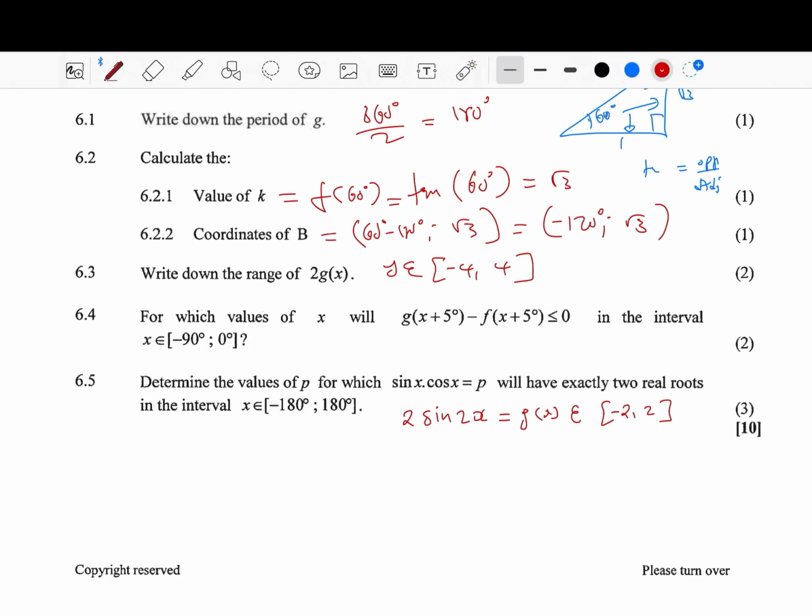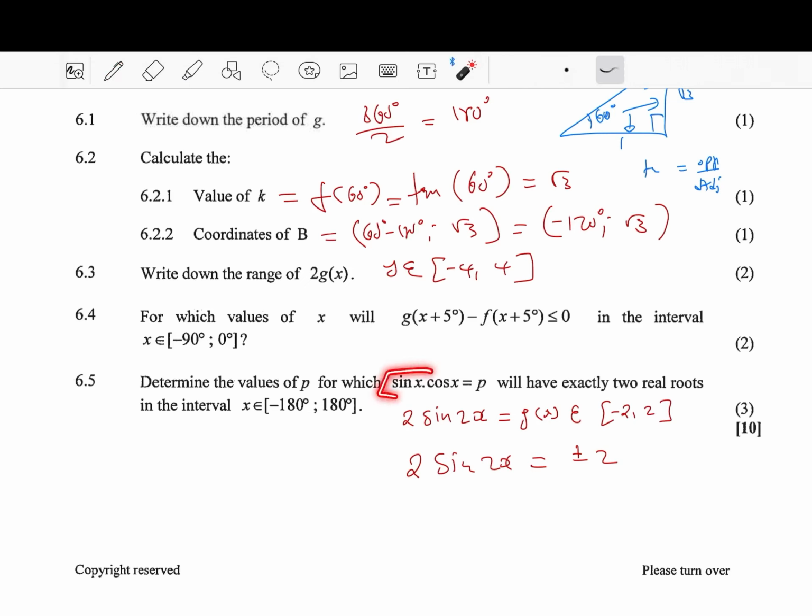So what does that mean? It means that 2 sine 2x is equal to plus or minus 2. Those are the 2 exact real roots of 2 sine 2x. 2 sine 2x is equal to plus or minus 2. Okay. Now, let's go back to the question.